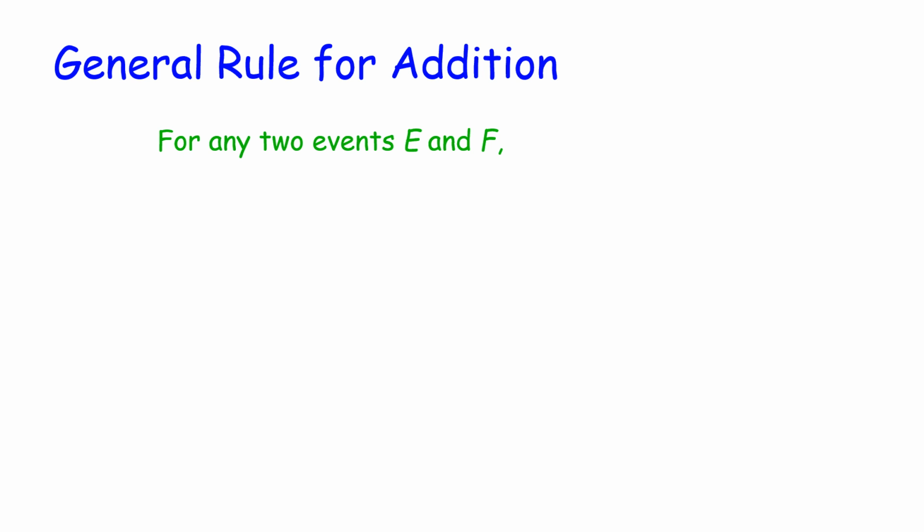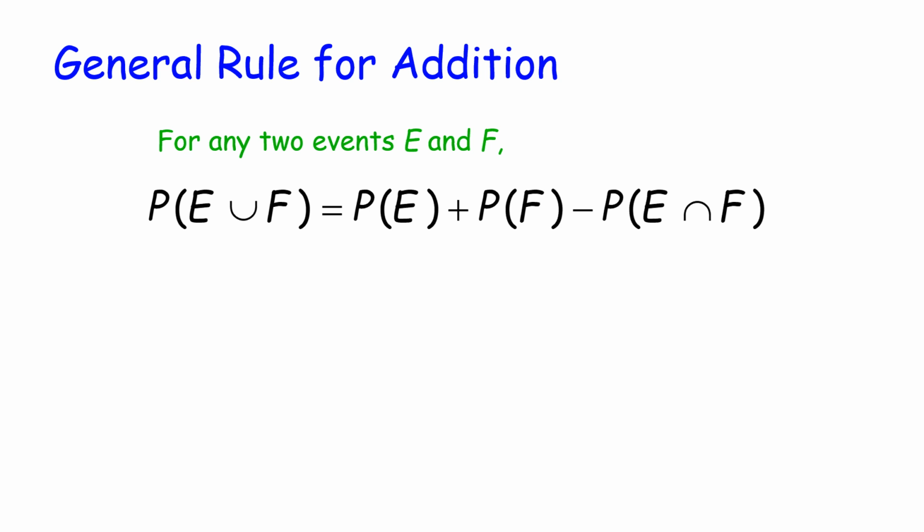In this video, we're going to be talking about some general probability rules. So let's begin with the general rule for addition. For any two events E and F, we can say that the probability of E or F equals the probability of E plus the probability of F, subtract the probability of E and F.